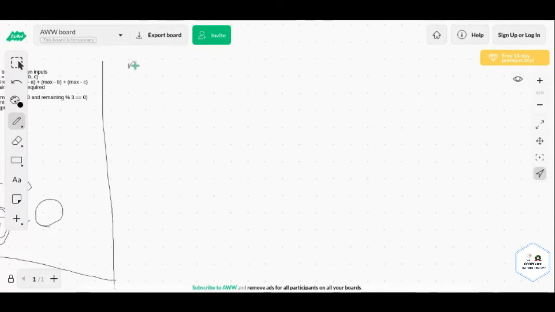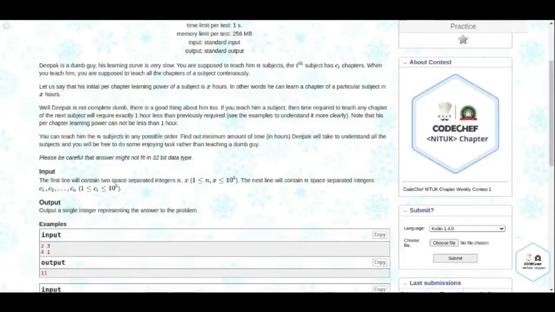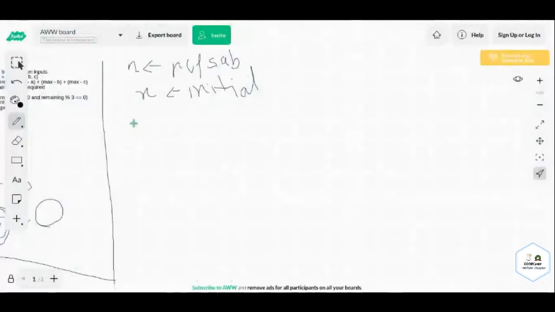So we are given n, the number of subjects, x, the initial power, and the number of chapters. Let's say for the first example, we have 2, 3, 4, 1. So n is 2, there are 2 subjects, the initial power is 3 hours, and the number of chapters are 4 and 1 respectively.